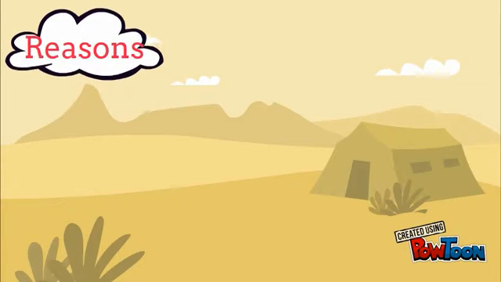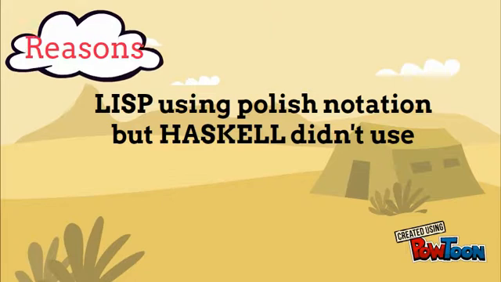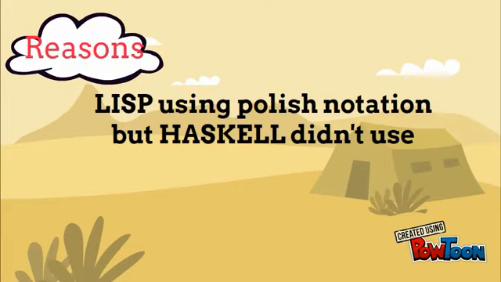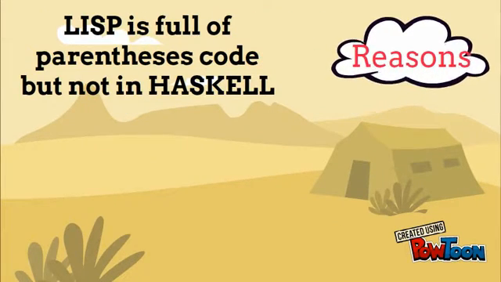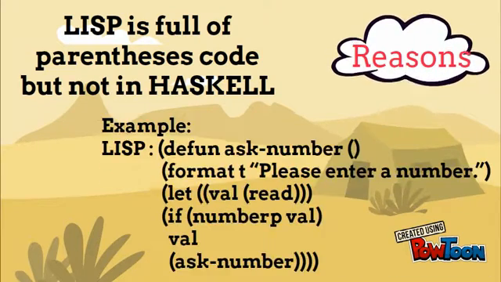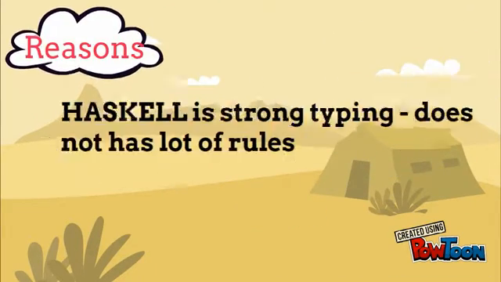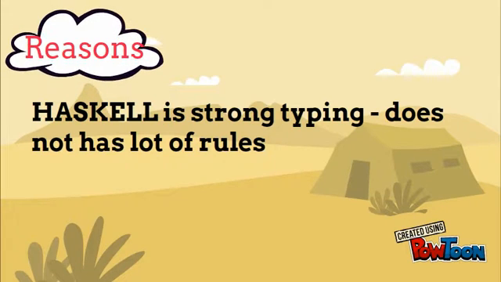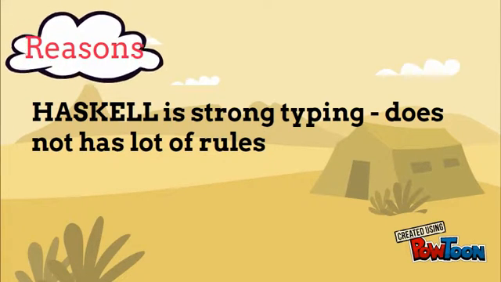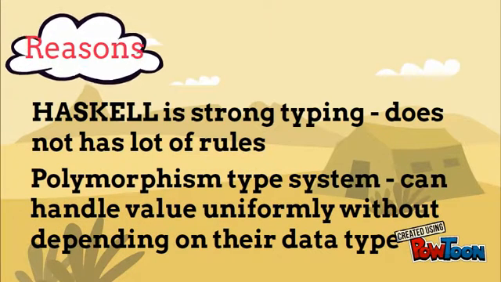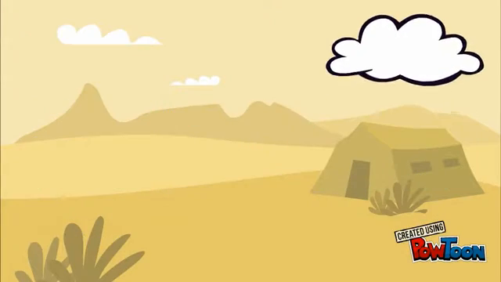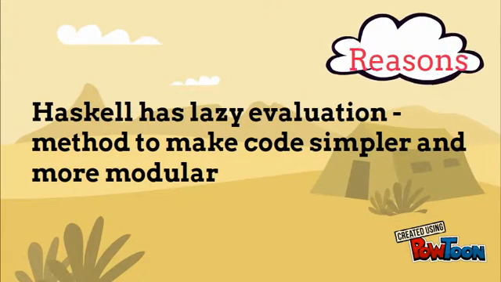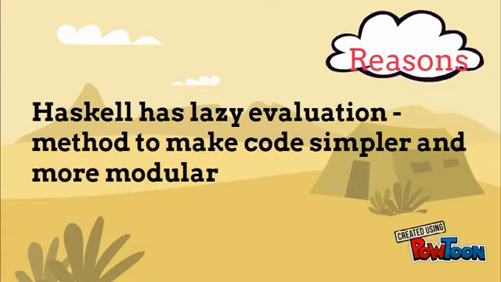The reason we choose Haskell is because Lisp uses Polish notation, which many programmers are not familiar with, but Haskell does not use Polish notation. Example. The next reason is that code is full of parentheses in Lisp but not in Haskell. Example. Another reason is that Haskell is strongly typed, which does not have a lot of rules. Besides that, it has a polymorphic type system which can handle values uniformly without depending on their data type. The last reason is that Haskell has lazy evaluation, a method to make code simpler and more modular.